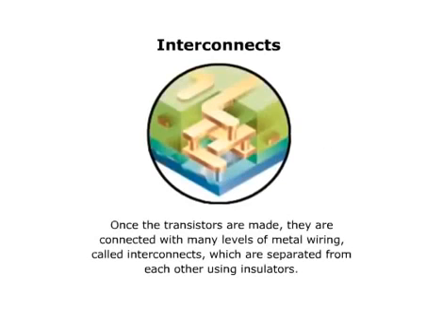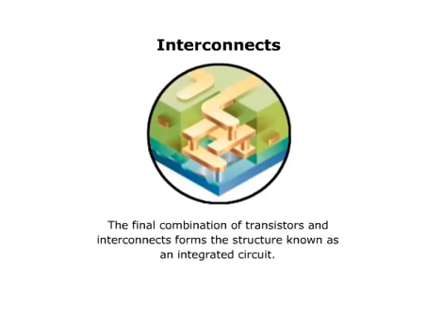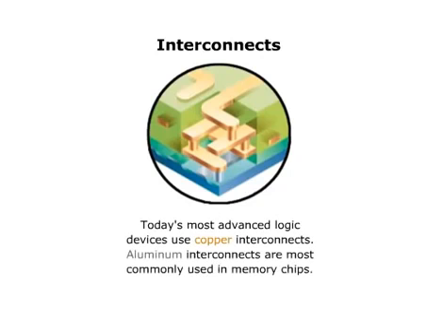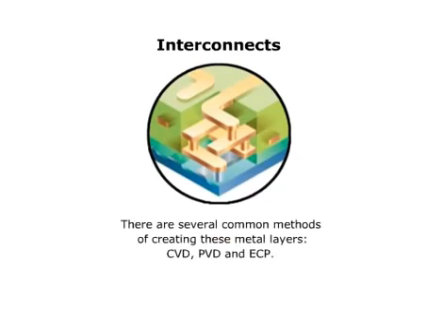Once the transistors are made, they are connected with many levels of metal wiring, called interconnects, which are separated from each other using insulators. The final combination of the transistors and interconnects forms the structure known as an integrated circuit. Today's most advanced logic devices use copper interconnects. Aluminum interconnects are most commonly used in memory chips. There are several common methods required to create these interconnect layers: CVD, PVD, and ECP.